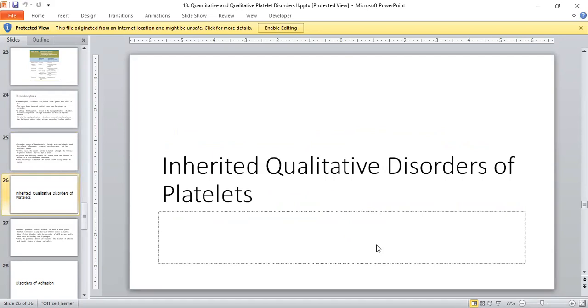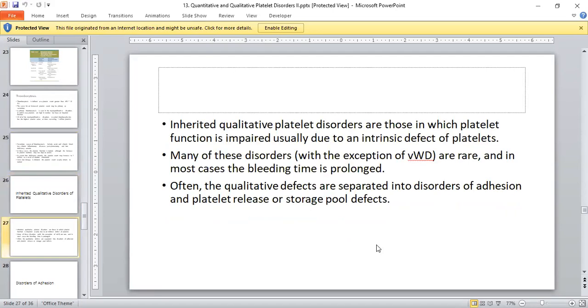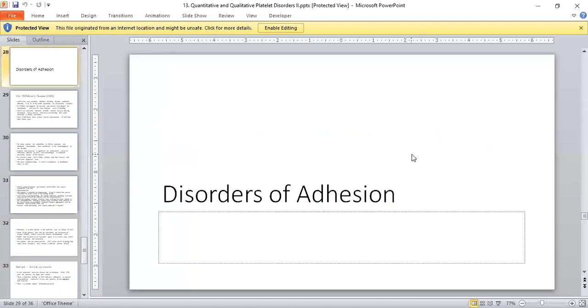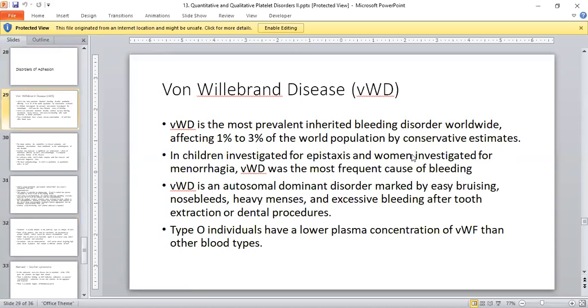Those were acute and chronic diseases, but some of these diseases of platelets can be inherited. Most of these are rare, except von Willebrand's disease, which we'll see. You can have disorders of adhesion, like von Willebrand's disease. We remember von Willebrand's factor is involved as a glue during the initiation of haemostasis. It is the most prevalent bleeding disorder.